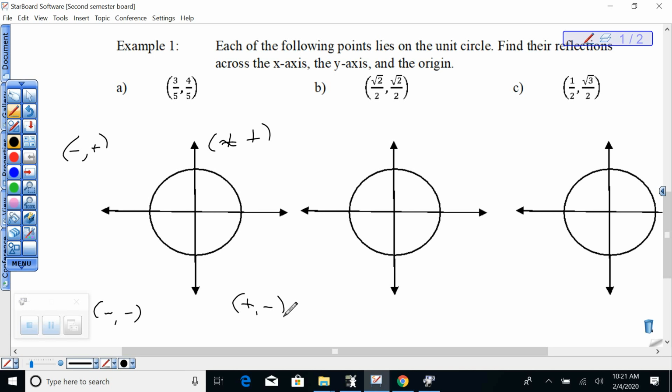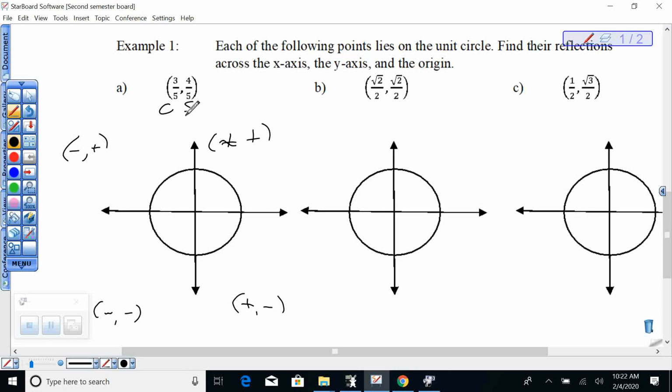Okay, so we're on the unit circle. The instructions say each of the following points lies on the unit circle, so that means our radius is 1. We're looking at the coordinates 3/5 and 4/5. Let's already think of these in terms of this is my cosine and this is my sine, because my cosine is x and my sine is y. Alphabetically, C comes before S, just like x comes before y, so that'll help you remember which one's which. Okay, so let's graph 3/5 and 4/5.